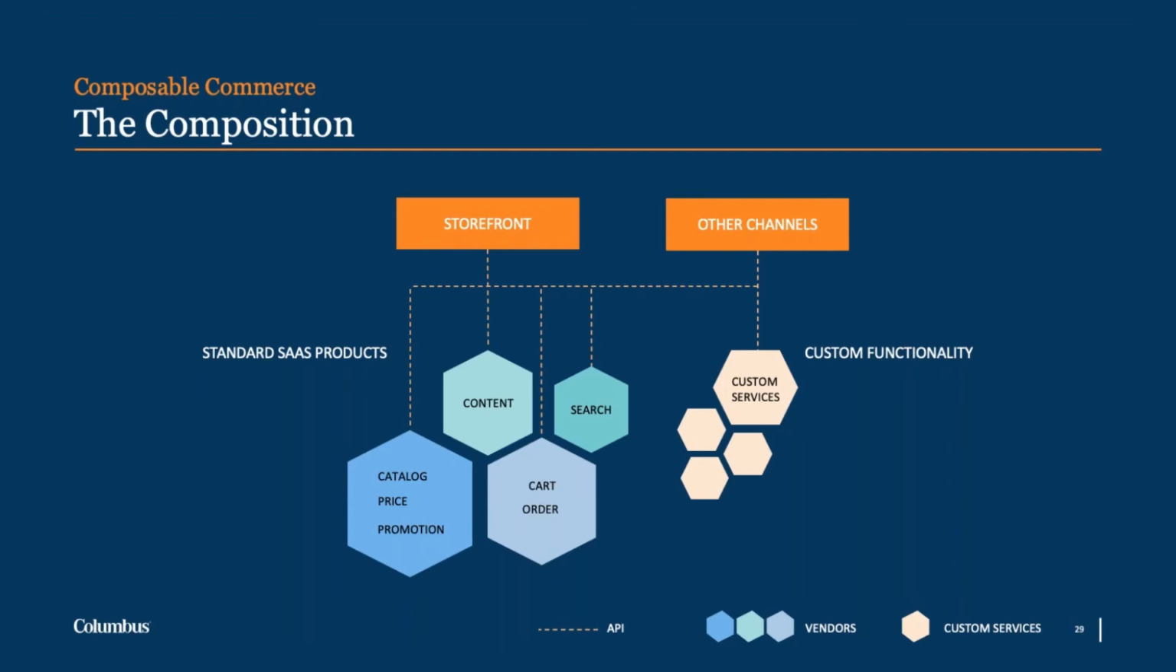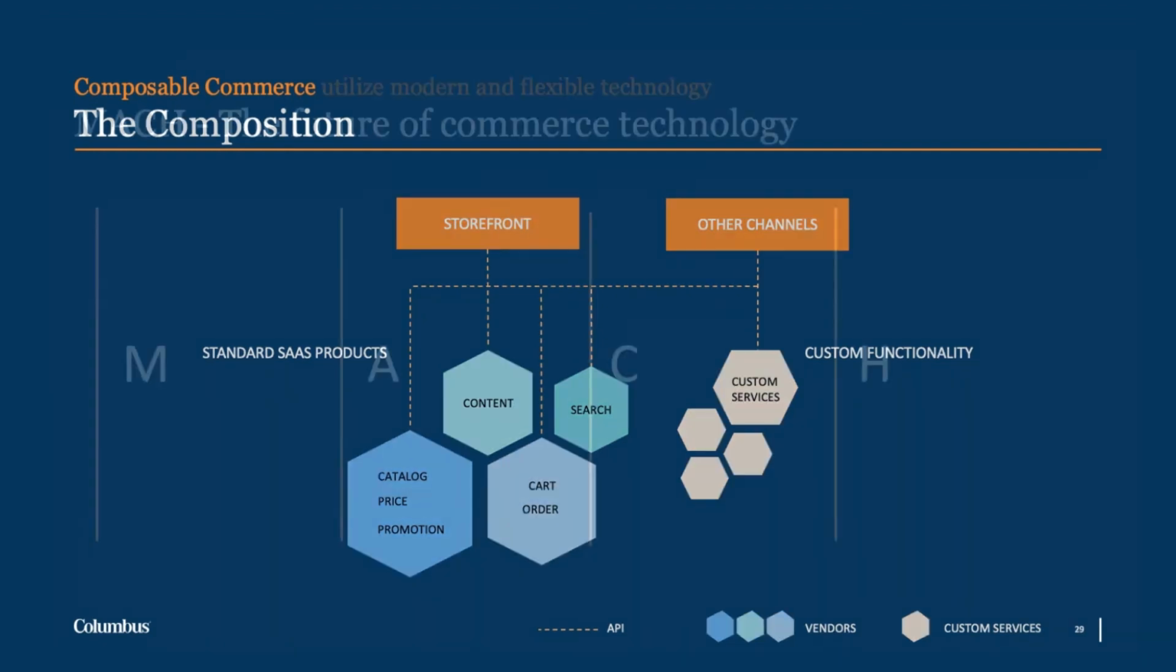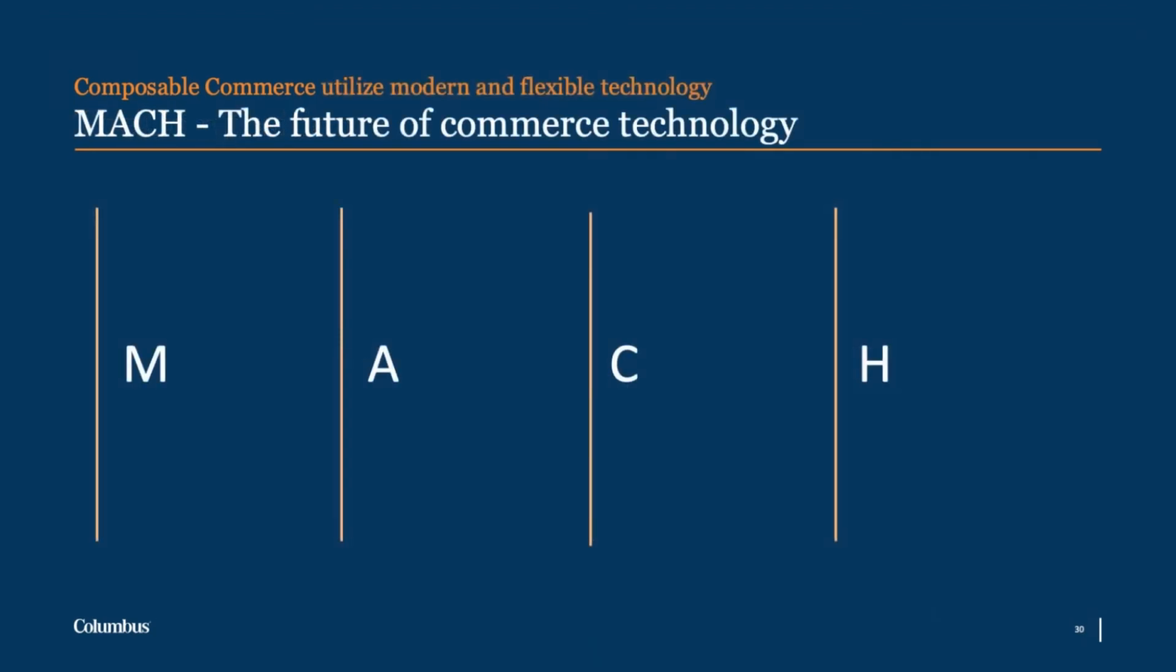tailoring the user interface so it works well for the specific business needs. Yeah, in all channels. And if you build your commerce solution based on these packaged business capabilities, you want them to adhere to the MACH architecture principles. So the M here is for microservices.